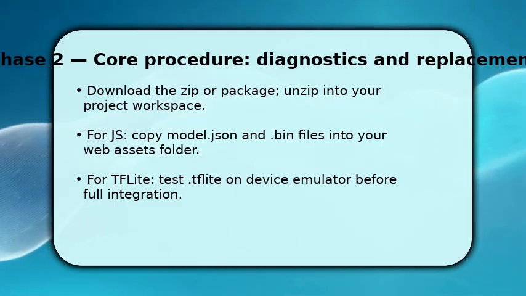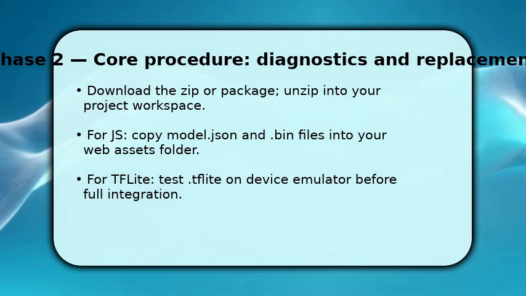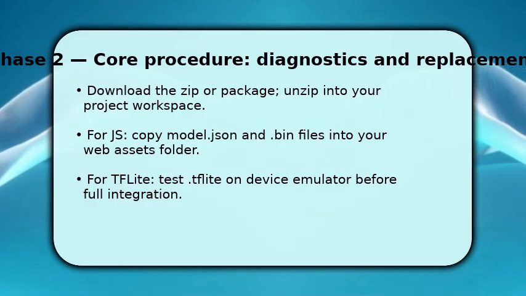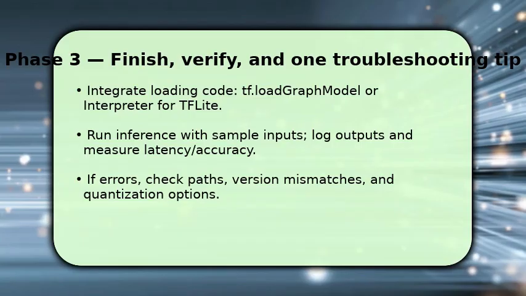You do this because runtime links and file paths determine successful loading. Misplacement causes load errors. Then run a quick local test to confirm the model loads and responds to sample inputs. Finish by integrating the model into your app.